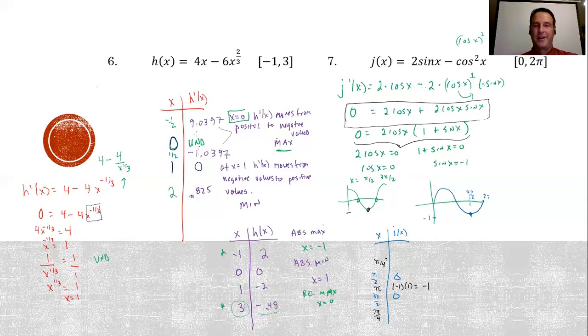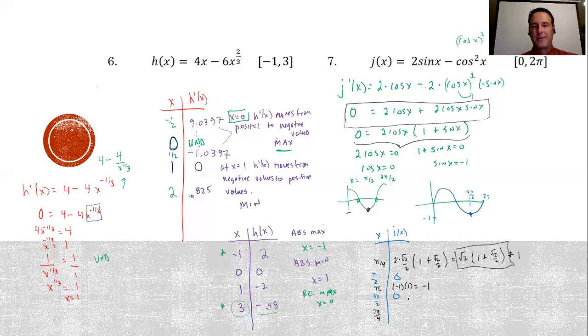Pi over 4, cosine of pi over 4 is rad 2 over 2. So 2 times rad 2 over 2. That's this first part. And then 1 plus, this is also rad 2 over 2. All I know is this gives you rad 2 times 1 plus rad 2 over 2. And the idea is this, it's positive. It doesn't really matter what it is, you just know it's positive.